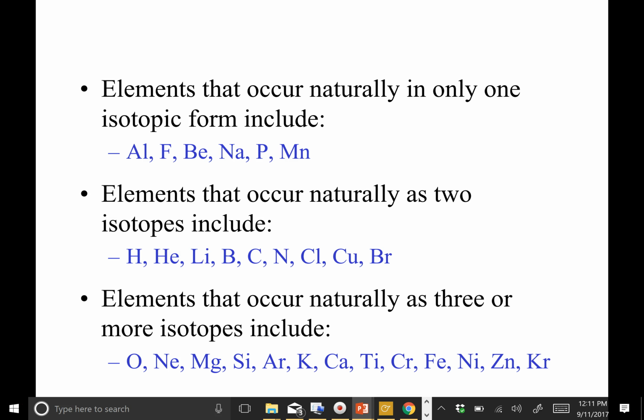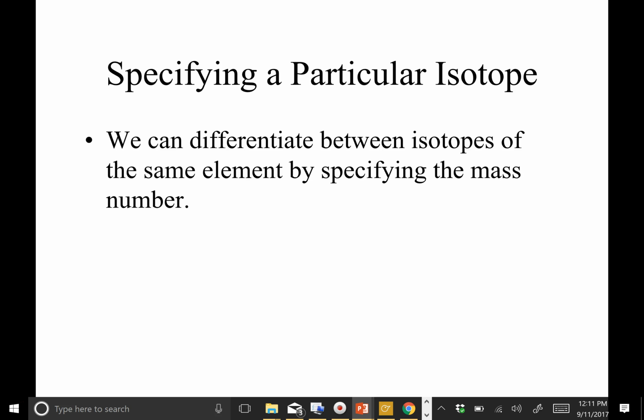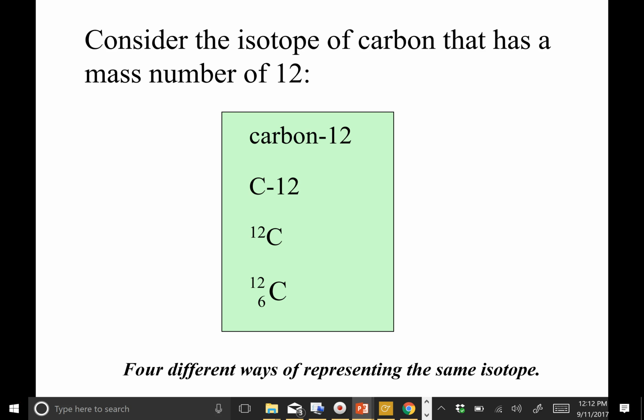So, isotopes: atoms of the same element, but they have different mass numbers because they have different numbers of neutrons in their nuclei. There will be times when you need to say which isotopic form of an element you have. There are a few ways to do that, but bottom line, all you have to do is give the mass number, because from the mass number you can count the number of neutrons if you want to. We're going to do some examples like that.